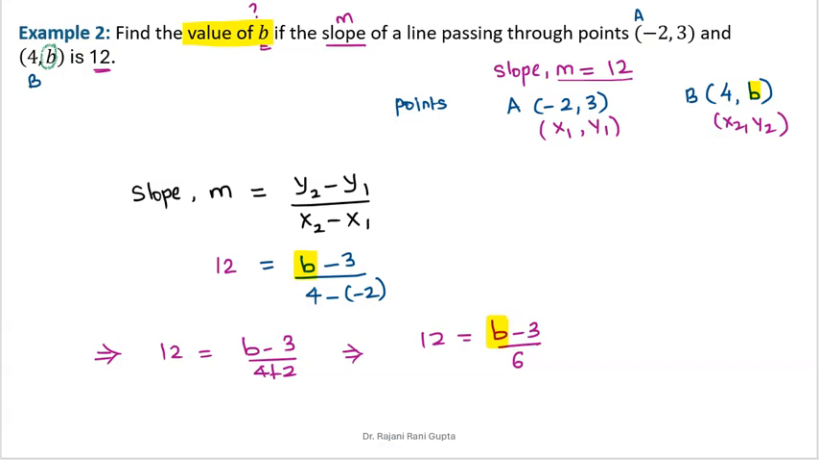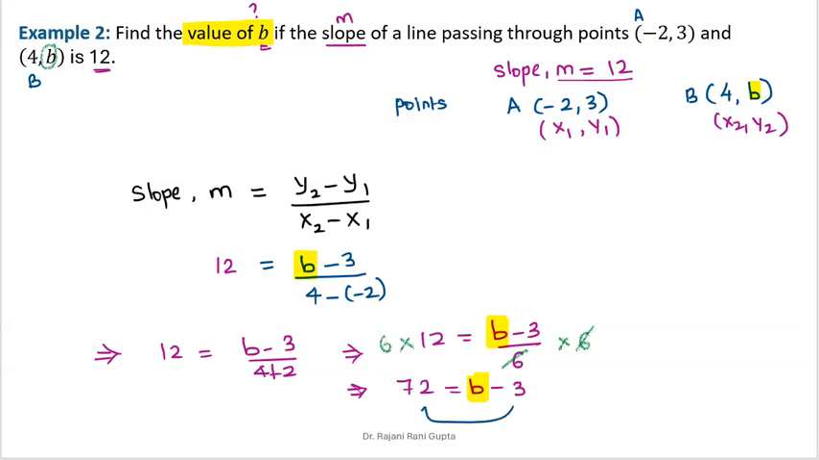So, first of all, you need to simplify this. So, you need to get rid of the 6. So, multiply both sides by 6. What happened then? The 6 and 6 get cancelled, giving you the value as, how much is 12 times 6? 72 equal b minus 3. Okay, so see, this equation becomes a linear equation and you already know how to solve a linear equation.